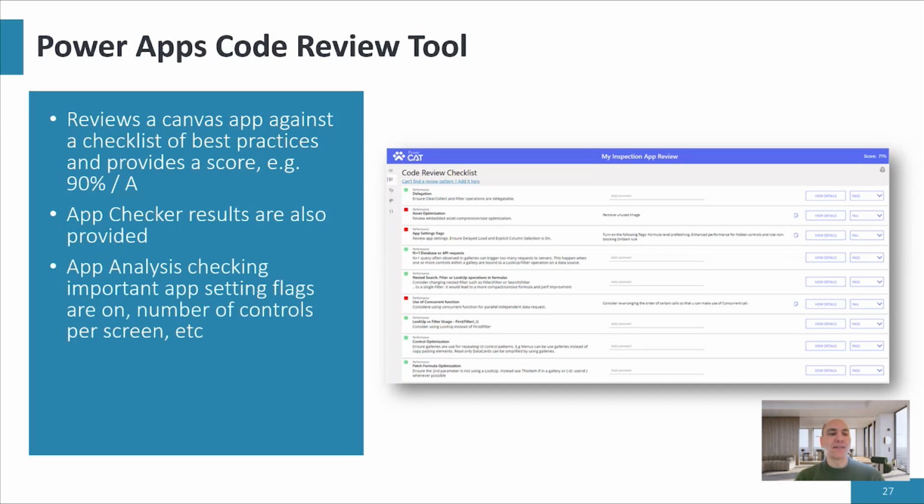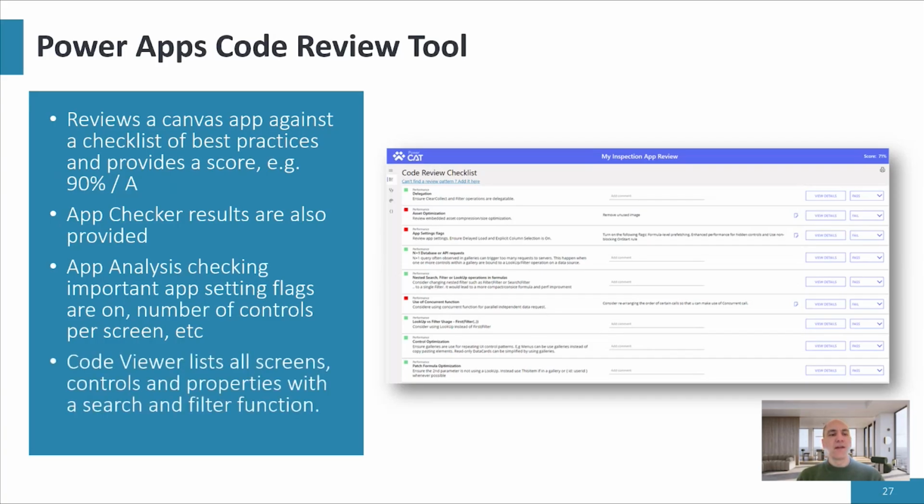It does some app analysis. It checks things like the setting flags we've got there, if you've got too many controls on the screen, and so on. And also there's a code viewer where you can list all the screens, controls, and easily just scan through the code, and it points out why things might be an issue and how we can improve them as well. So really worth looking into. It's free, it's good to use, and there are some good walkthroughs and blog articles on how to use it as well.